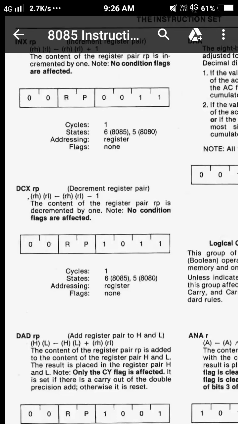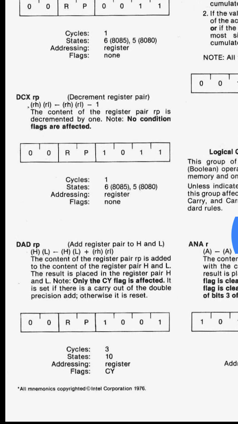Dear students, we are talking about the 8085 microprocessor instruction set. Before this, we have seen data transfer instructions and some arithmetical instructions. Now today we are going to discuss two important arithmetical group instructions. One is the DAD RP, that is double add register pair.